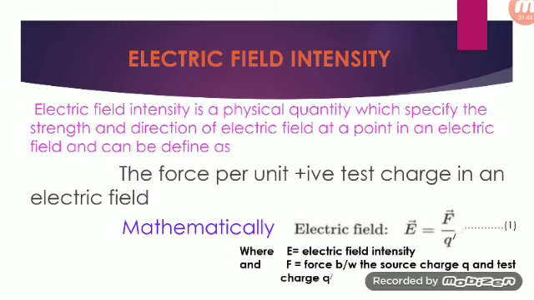Electric field intensity is a physical quantity which specifies the strength and direction of the electric field at a point in an electric field and can be defined as the force per unit positive test charge in an electric field. Mathematically, E is equal to F divided by Q dash. Take it as equation number first. Here E is the electric field intensity, and F is the force between the source charge Q and the test charge Q dash or Q naught.